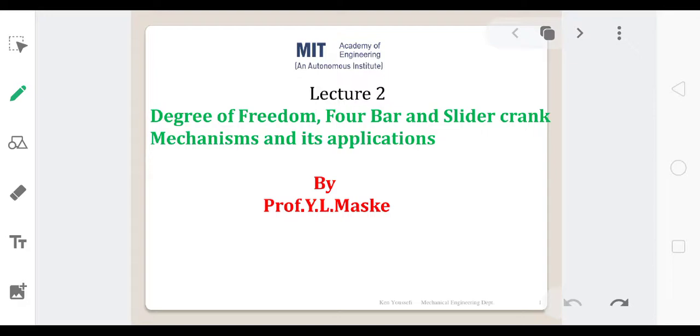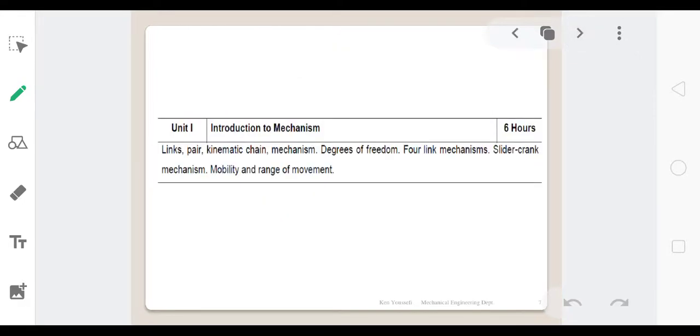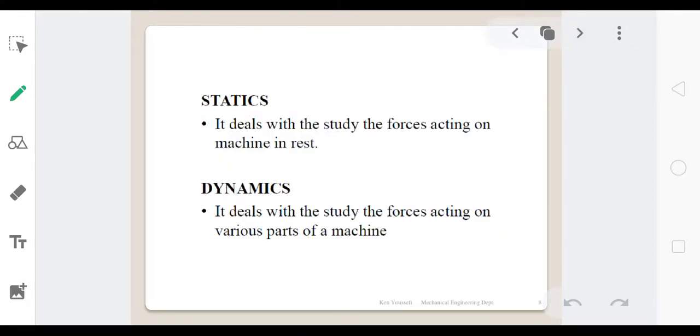Okay, so this is our unit number 1, which is introduction to mechanism, in which we are going to study the links, pairs, kinematic chain mechanisms, degree of freedom, four link mechanisms, slider crank mechanism, mobility and the range of movement. So it is necessary to understand some of the technical terms before going in detail with the degree of freedom and the types of mechanism.